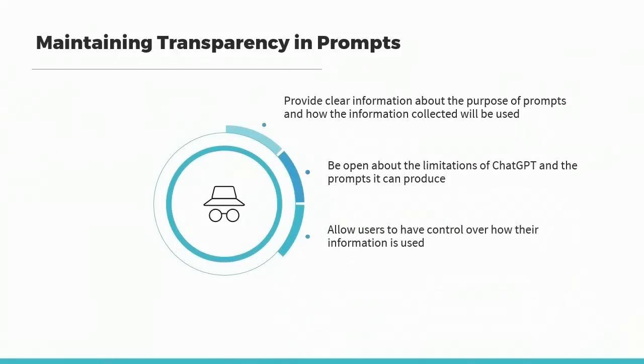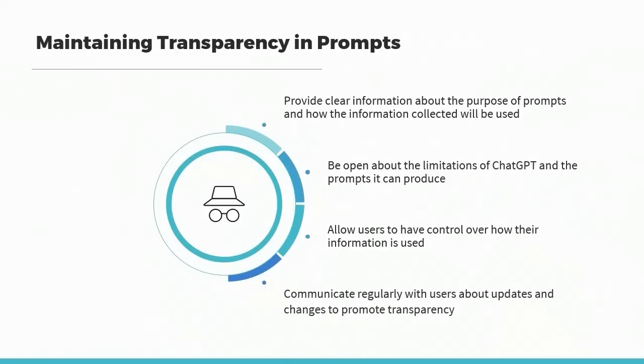This can be done by providing options to opt out of data collection or delete personal information upon request. Providing users with this level of control can help ensure ethical considerations around privacy are met. Regular communication with users about updates to the system and any changes in the use of prompts can further promote transparency. This might include notifications about updates to the privacy policy or changes in how data is collected and used, for example.